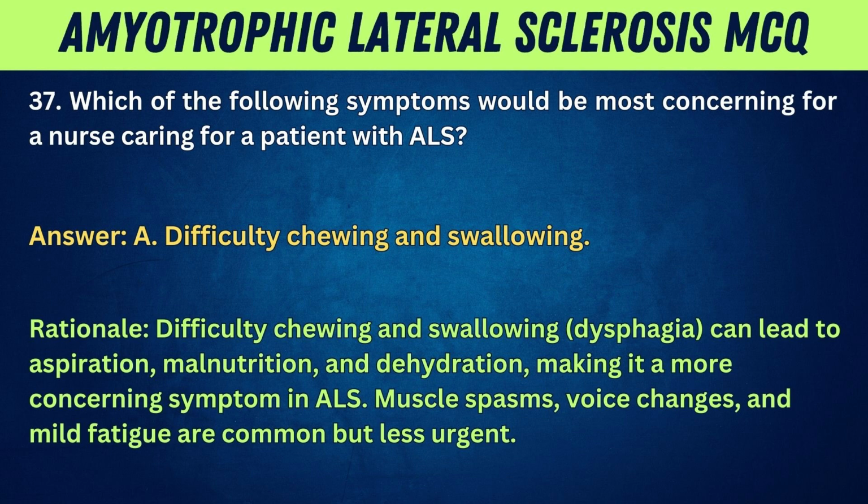Rationale: difficulty chewing and swallowing, dysphagia, can lead to aspiration, malnutrition, and dehydration, making it a more concerning symptom in ALS. Muscle spasms, voice changes, and mild fatigue are common but less urgent.